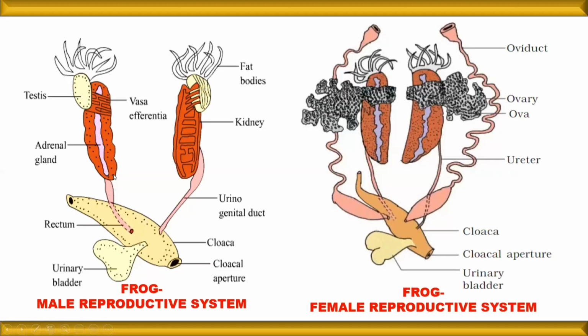What's in store for today? Here is the reproductive system of the male and the female frog. So these are the NCERT textbook diagram. Moreover, we'll probe in this session about the male reproductive system.